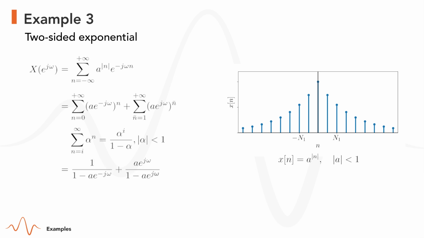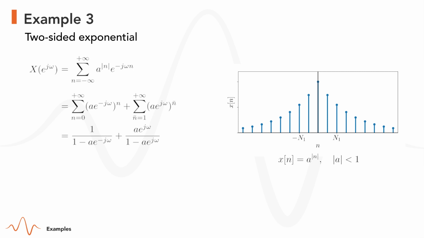We have formulas to compute the sum of a geometric series, and if we simply apply these formulas, we obtain that the first summation is given by 1 over 1 minus a e to the power of minus j omega, and the second summation is given by a times e to the power of j omega over 1 minus a times e to the power of j omega.